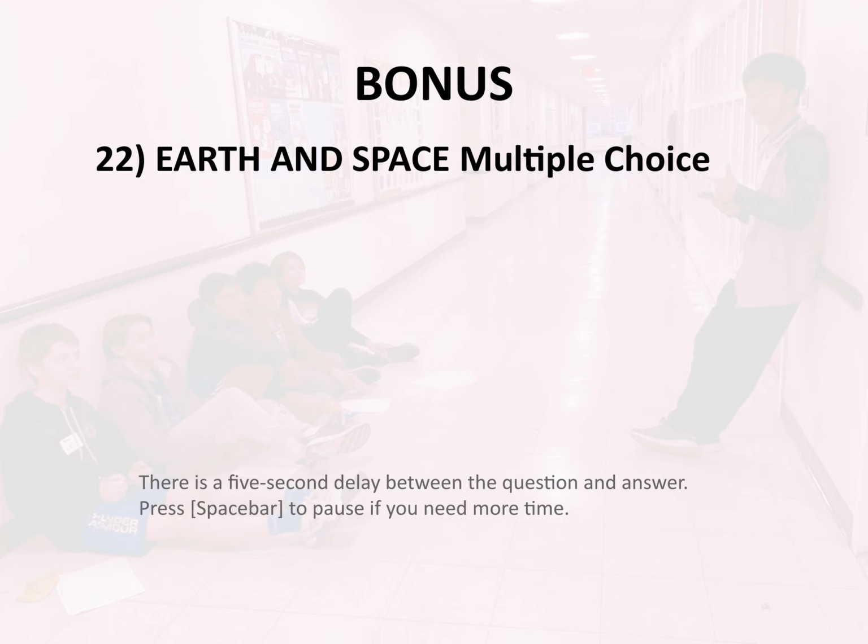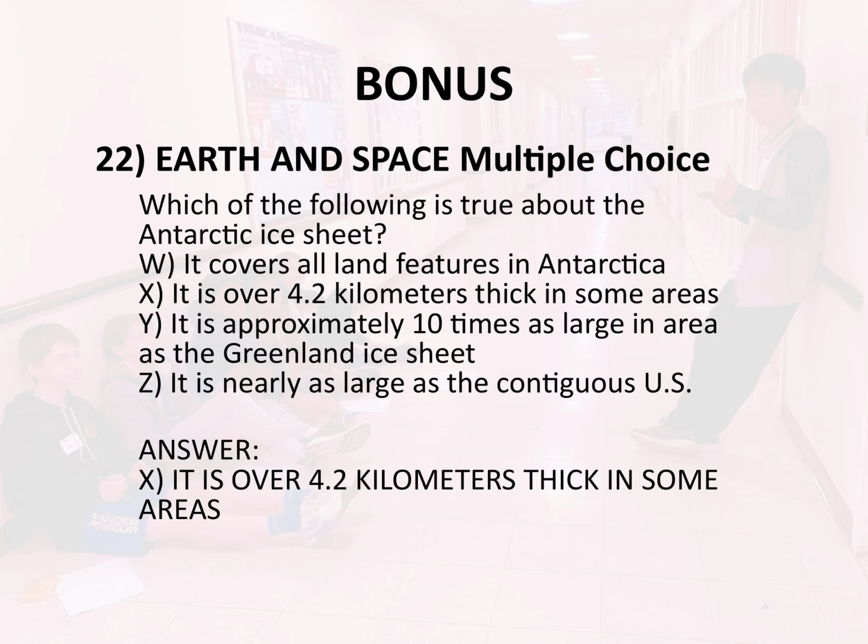Bonus 22. Earth and space. Multiple choice. Which of the following is true about the Antarctic ice sheet? W. It covers all land features in Antarctica. X. It is over 4.2 kilometers thick in some areas. Y. It is approximately 10 times as large an area as the Greenland ice sheet. Z. It is nearly as large as the contiguous U.S. Answer: X. It is over 4.2 kilometers thick in some areas.